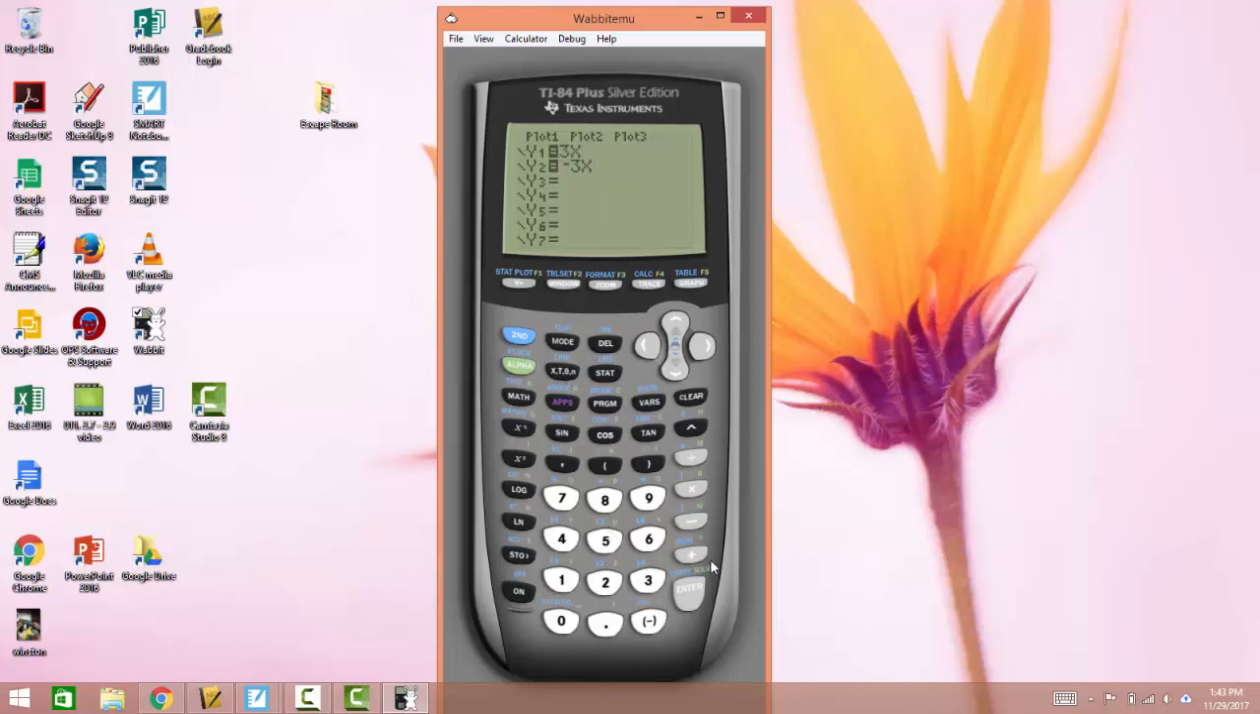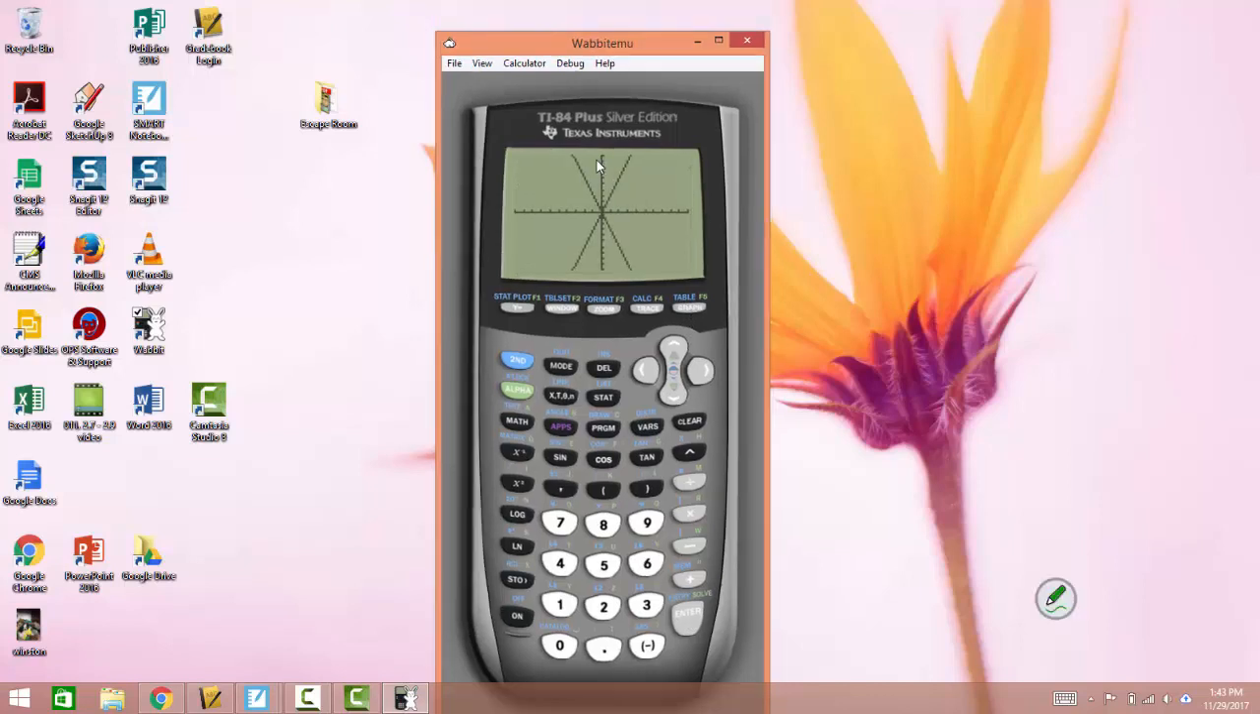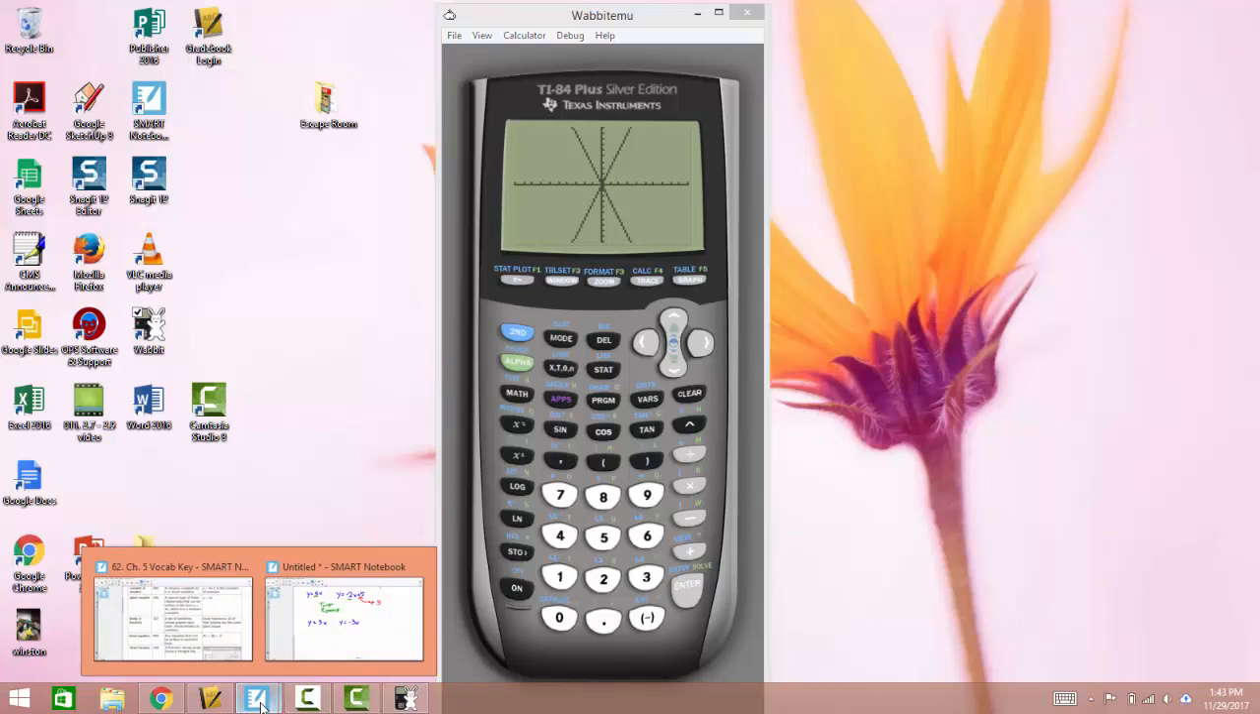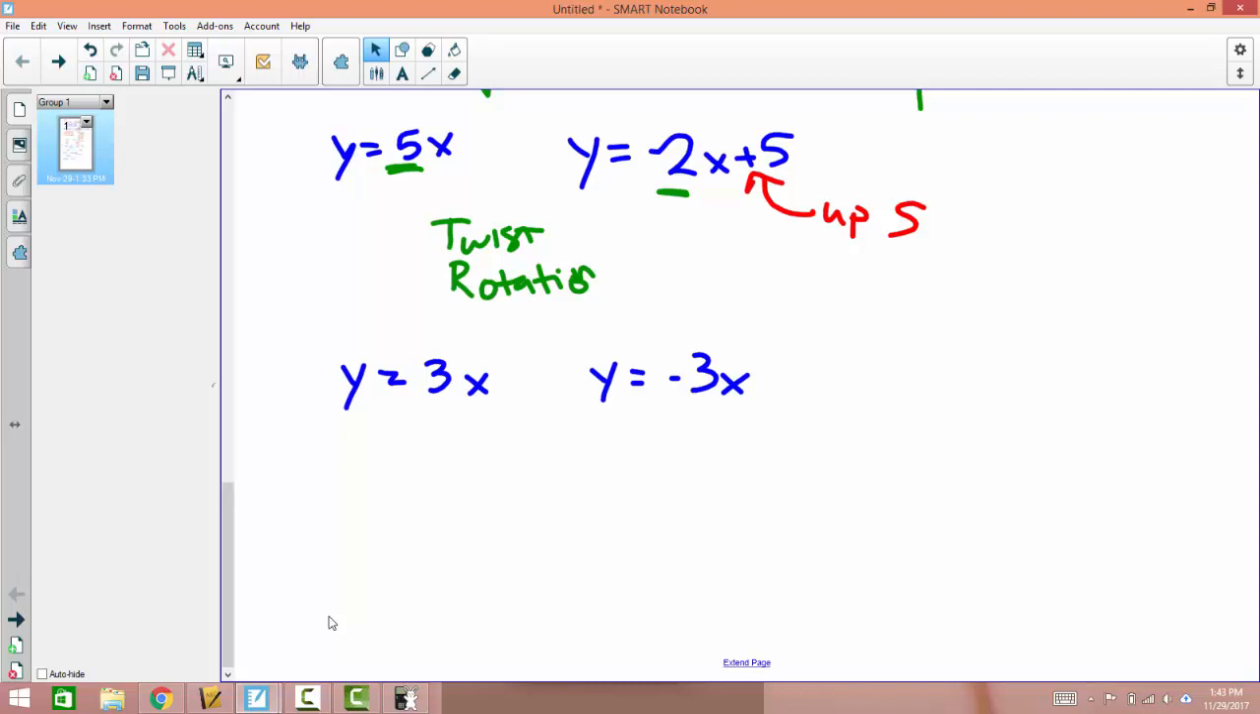So the first one graphed is going to be the 3x. It should be positive, going up, and the second one is -3x. And that really looks like a reflection over the x-axis, which is the side-to-side one, as well as the y-axis, which is the up and down one. Really, either of them, you could say, is that typical reflection. So we'll put reflection.